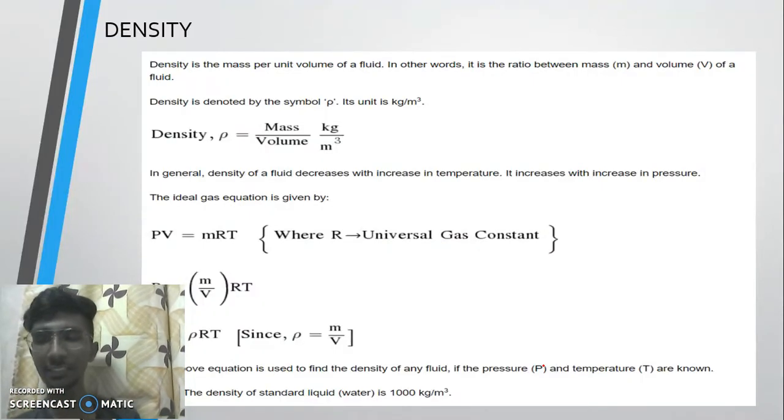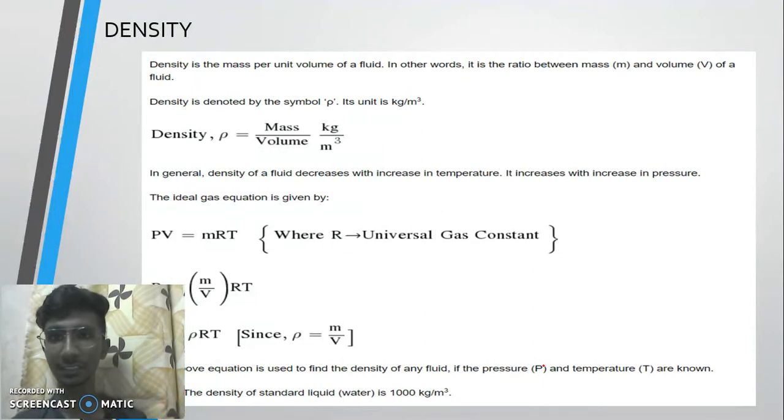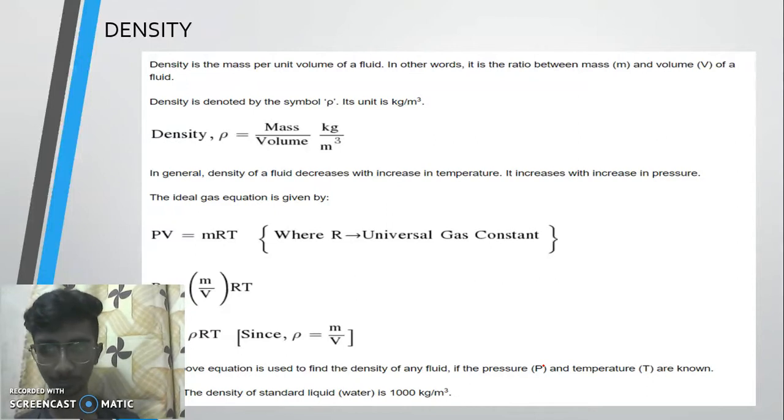So density. Density is one of the liquid characteristics. What is density? Density is mass per volume. So the unit is generally kg per meter cube. And the density of a standard liquid will be 1000 kilograms per meter cube.